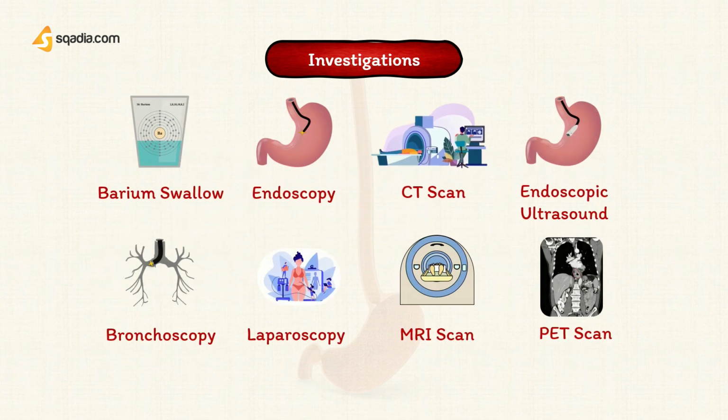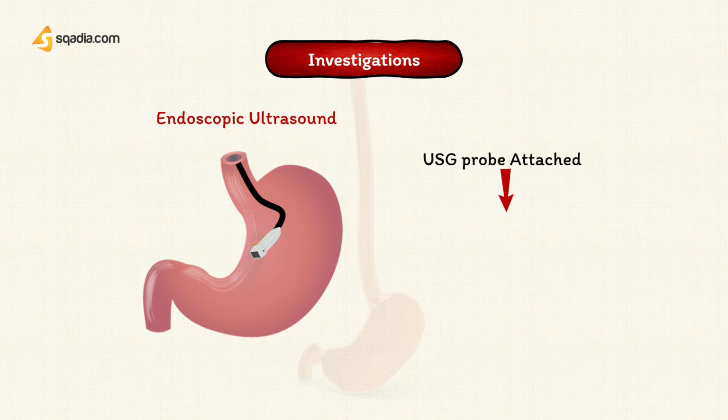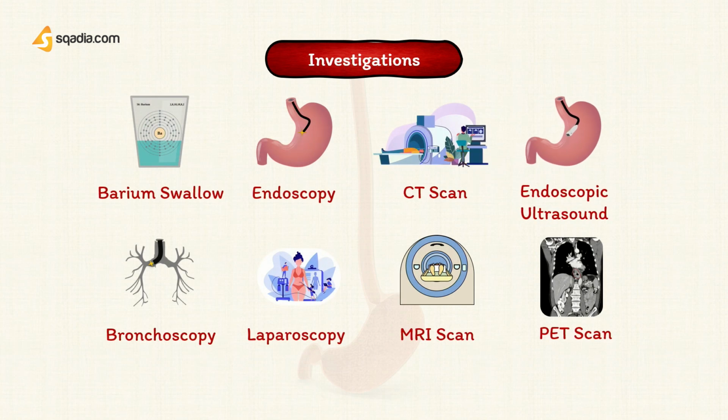Endoscopic ultrasounds. Now, this is actually a pretty nifty procedure. So basically, attached to the end of an endoscope, there's a little ultrasound probe, which is useful in actually telling us the depth of the invasion. So it'll actually help us stage the disease. And we'll talk about staging in the next segment, so don't worry about that just yet.